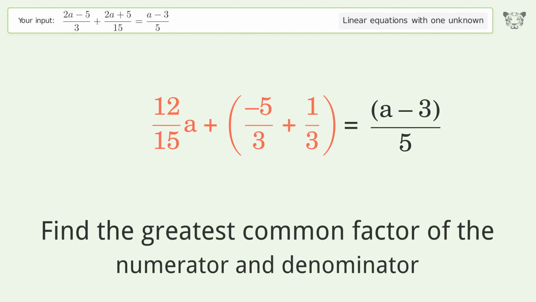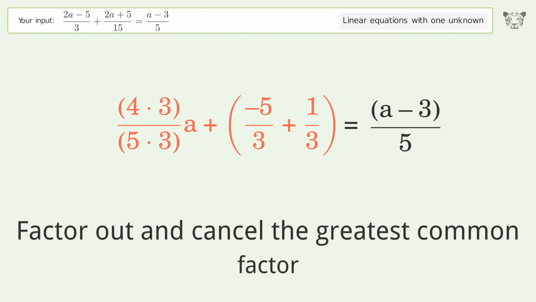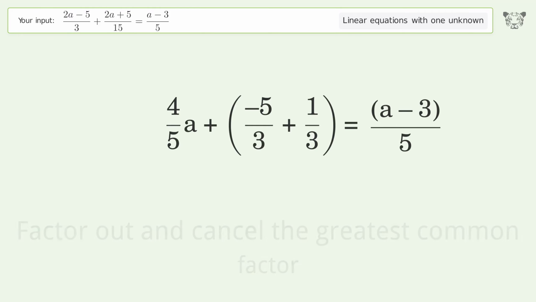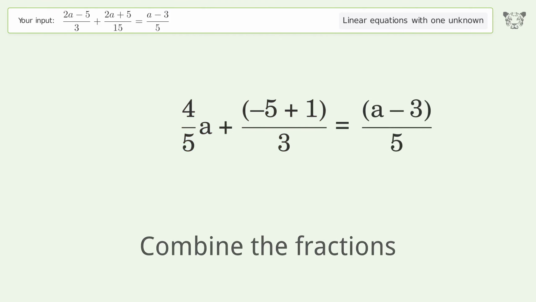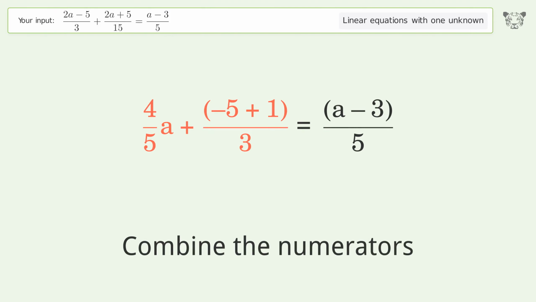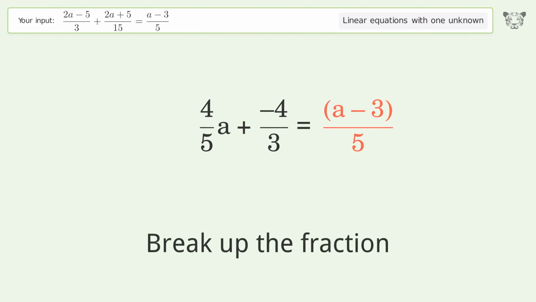Find the greatest common factor of the numerator and denominator. Factor out and cancel the greatest common factor. Combine the fractions. Combine the numerators. Break up the fraction.